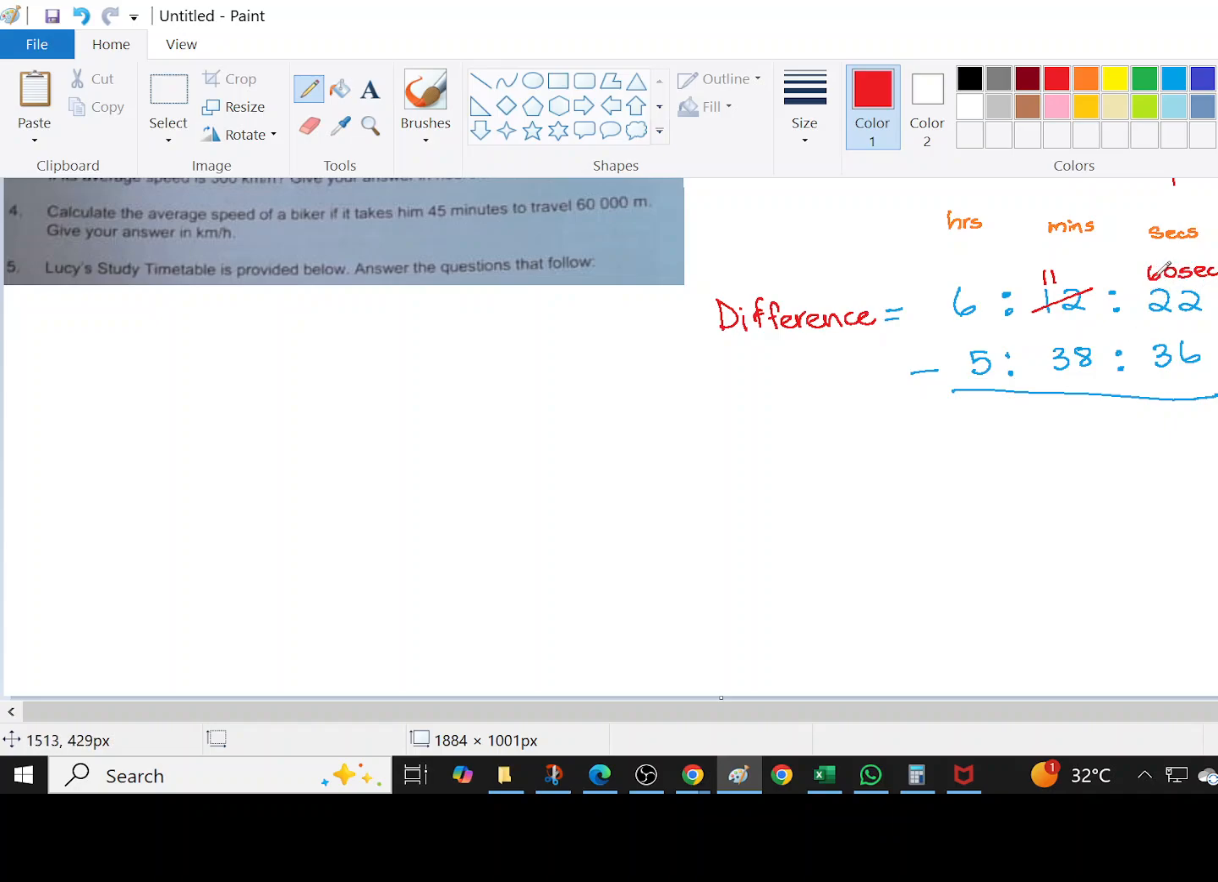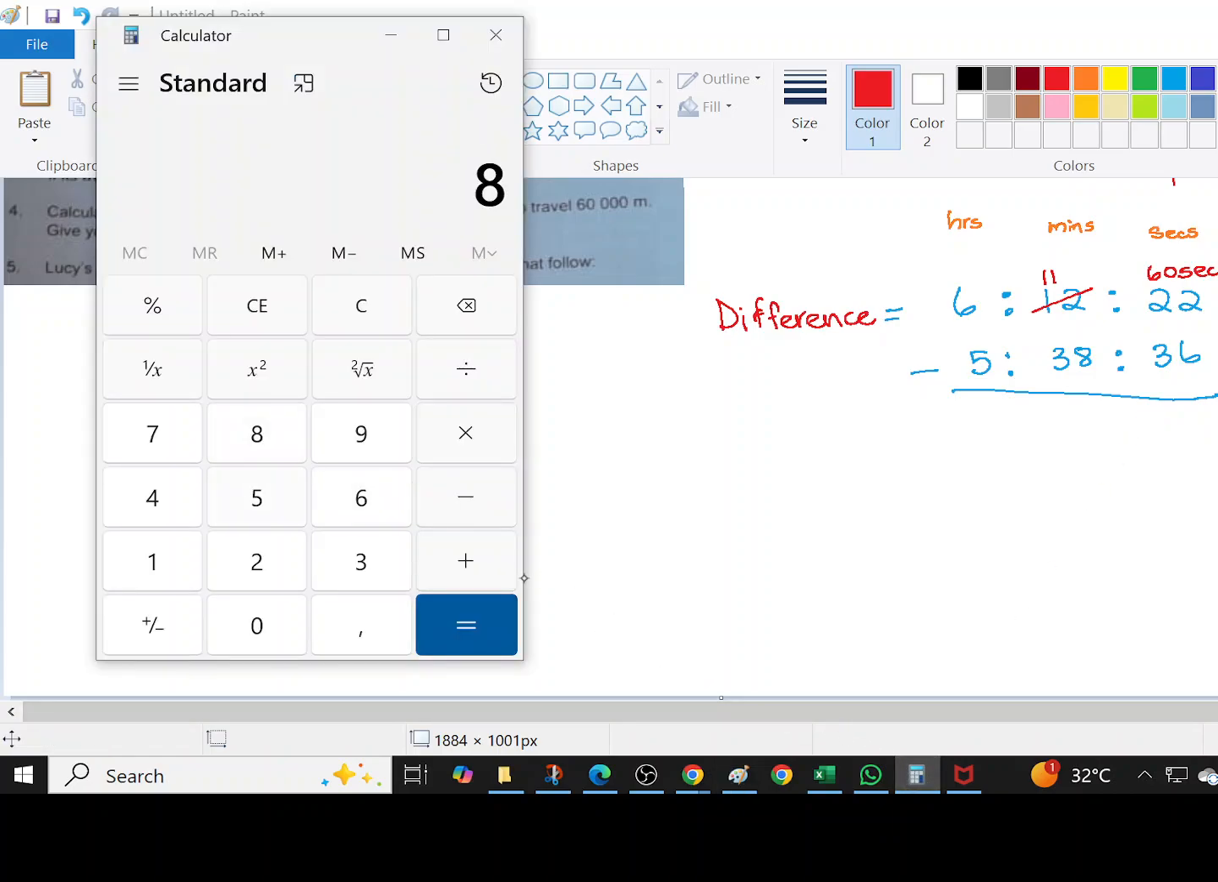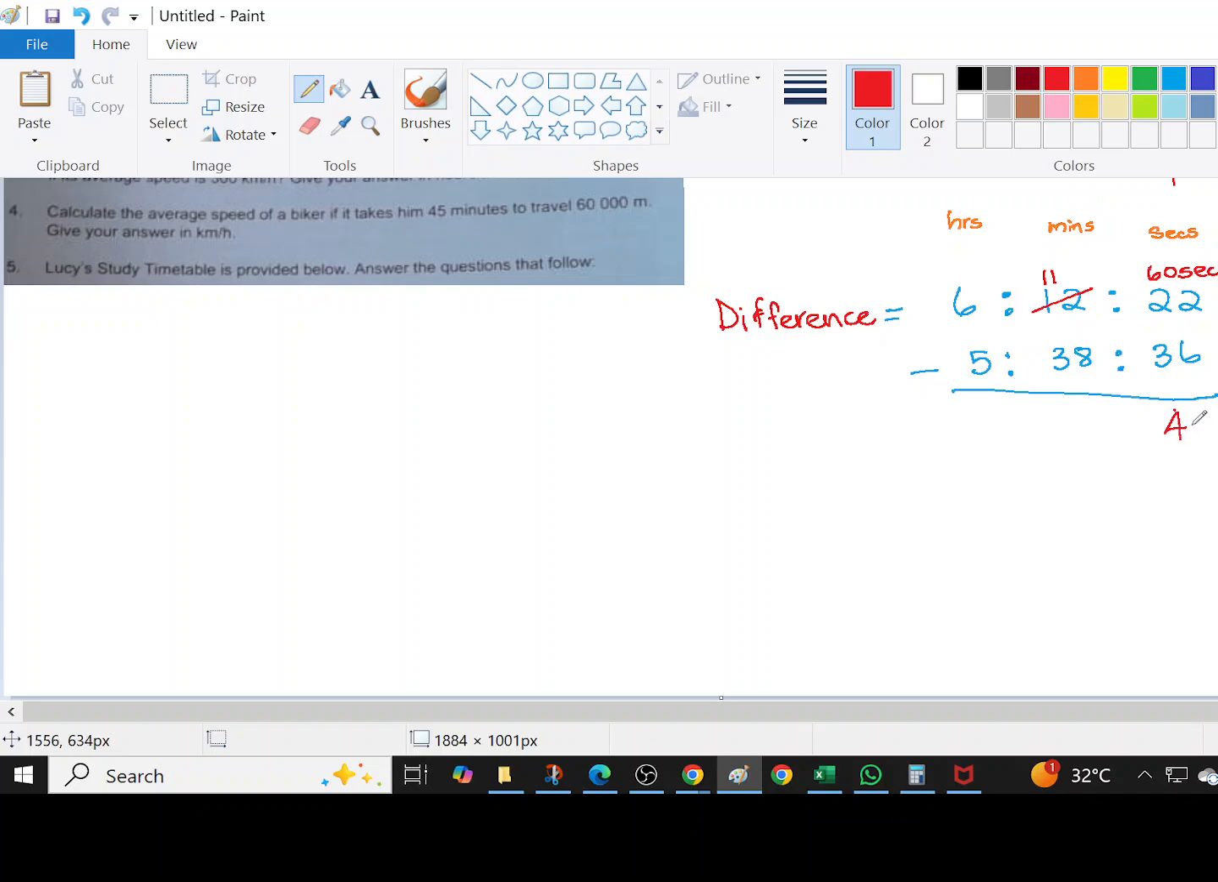So now it becomes 60 seconds plus 22, which is 82 seconds. Now you can subtract on your calculator. 82 minus 36. And you're left with 46. Sorry, this shouldn't be minutes. This should be seconds, because you're working with seconds here.